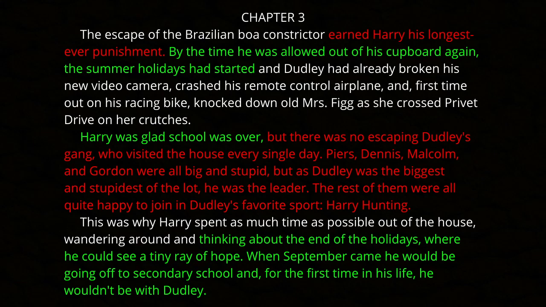So this opening page of chapter 3 contains two conflicting emotions, hope and despair. We see them right from the get-go. The opening sentence gives us despair. We see that Harry's facing his longest ever punishment, but there's hope because he eventually gets out of his cupboard and it's the summer holidays. He's glad that school is over, but then again, there's also despair because Dudley and his gang are beating up on him every single day. And then there's hope again because, oh, okay, by the way, at the end of this summer holiday, he's going to be going to secondary school and he won't have to deal with Dudley anymore.